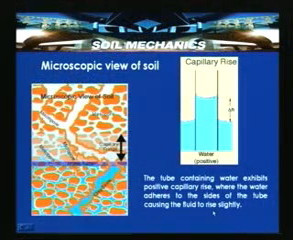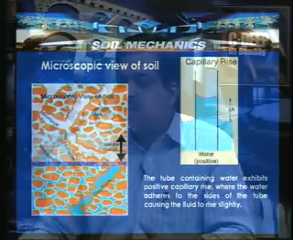So, the tube containing water exhibits the positive capillary rise where the water adheres to the sides of the tube causing the fluid to rise slightly. This is the microscopic view of the soil shown. This zone, above which the saturation is maintained, is called the capillary fringe.